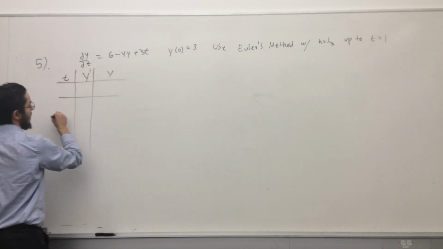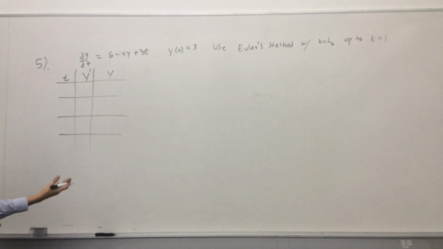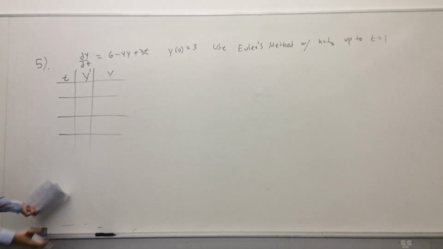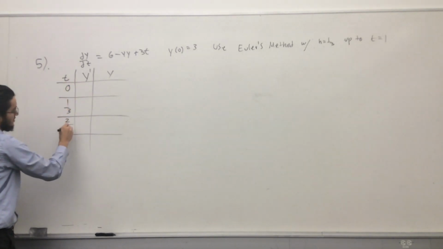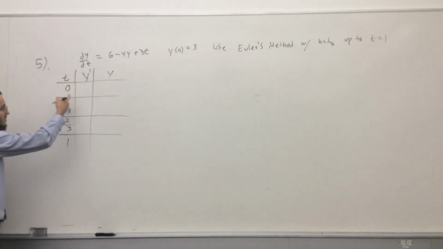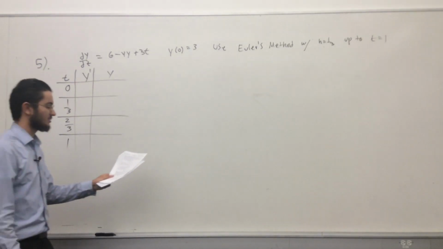Okay, so we have a step size of 1/3 and we're starting from 0, right? So that means we just add 1/3 every time. So we go 2/3 and then 1. Okay, so 0, 1/3, 2/3, 1. And of course, we're going to use Euler's method.